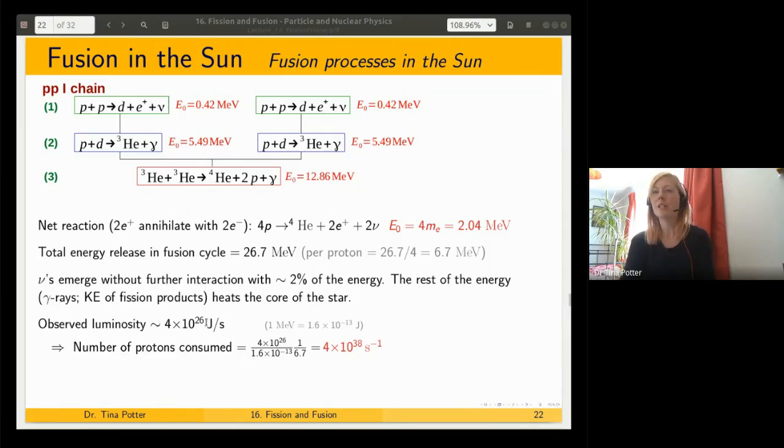So we've got 10 to the 26 joules per second. We convert that into MeV and we divide through by that 6.7 MeV to try and tell us how many protons are being burned up per second if we attribute the total luminosity from the sun to the pp1 chain. And that would be 10 to the 38 protons per second being burnt up in the pp1 chain. That's absolutely amazing. Huge number of protons. I mean, there's a huge proton density there, huge number of protons to burn, and about 10 to the 38 of them are being fused together into helium-4 every single second.